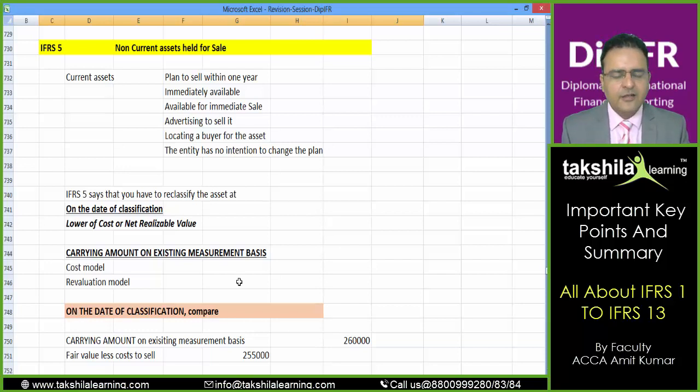There is a plan to sell. You are advertising it for sale. You are locating a buyer for the asset. The entity has no intention to change the plan. If you meet all these criteria, you can classify the asset as a non-current asset held for sale.